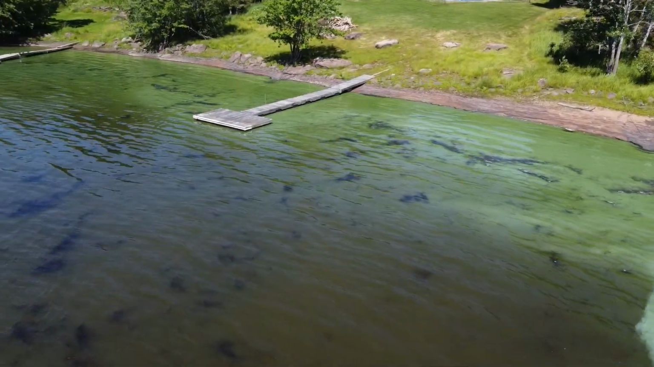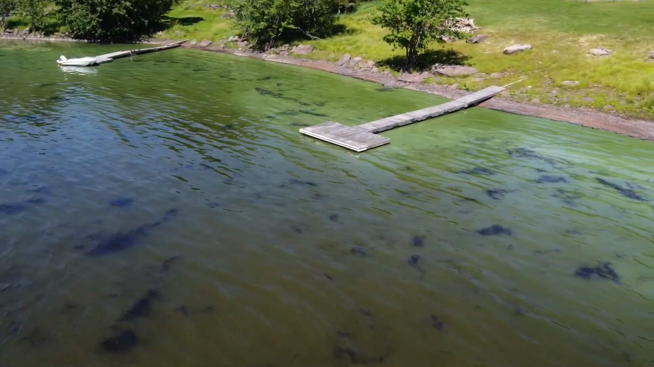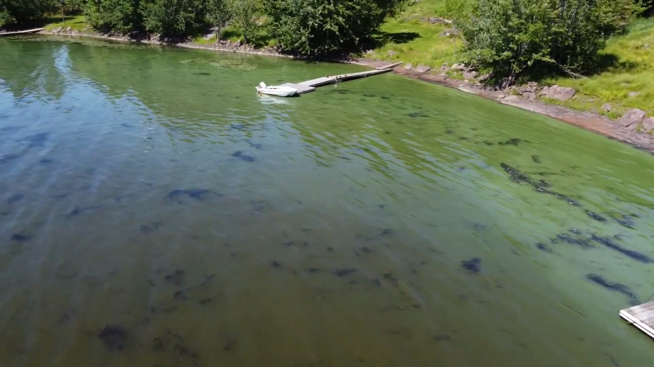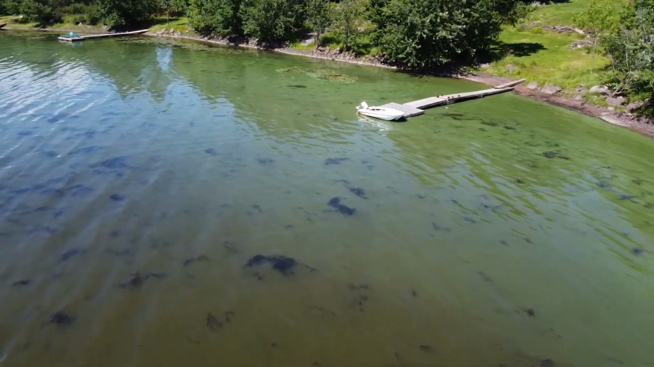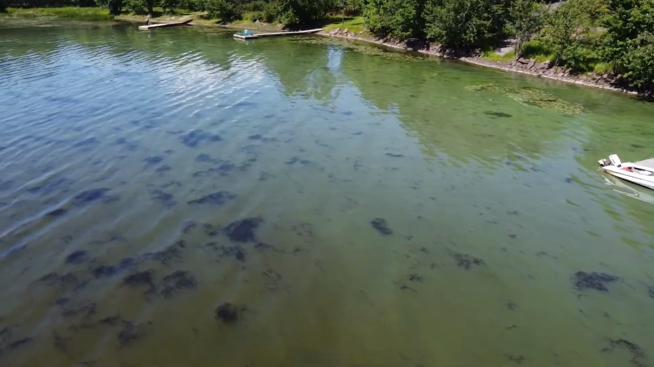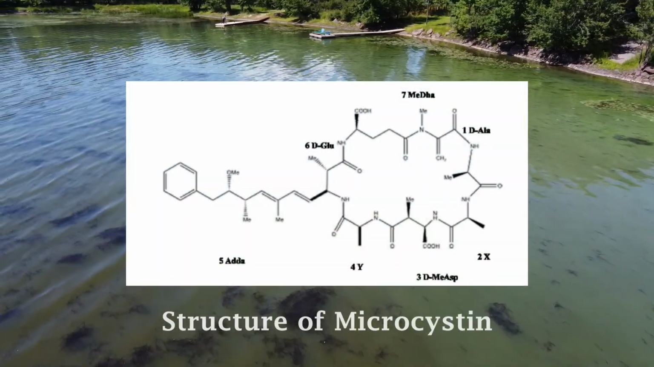When cyanobacteria blooms form, entire bodies of water can be covered by their extreme growth. Neurotoxins are associated with these blooms. However, only a portion of cyanobacteria blooms produce these neurotoxins. The most common of these are called microcystins.